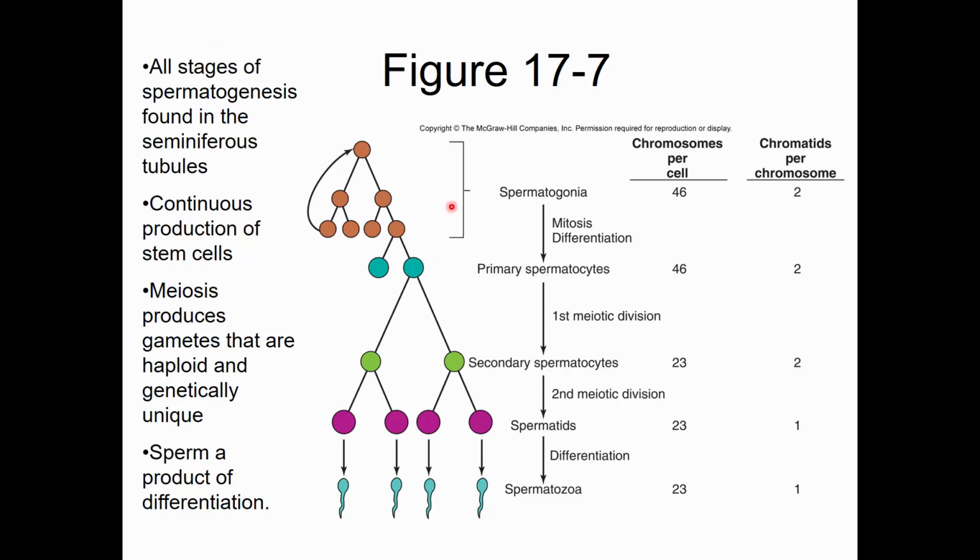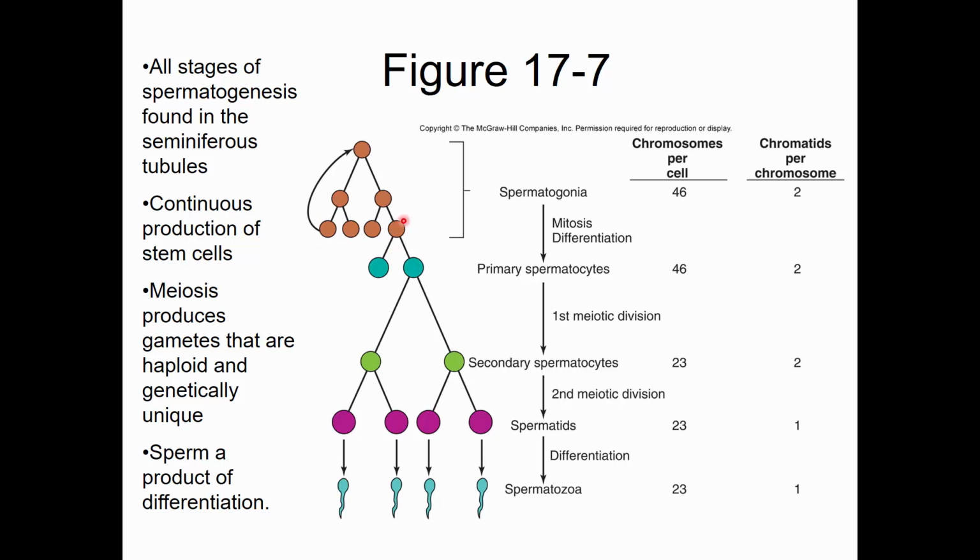So in males, this process starts with cells called spermatogonia. Spermatogonia are stem cells. Stem cells divide mitotically to maintain the population of those stem cells. Some of the stem cells then progress into meiosis, whereas other stem cells stay undifferentiated and continue to divide mitotically. So males potentially can produce sperm the rest of their life because they maintain a population of those spermatogonia.